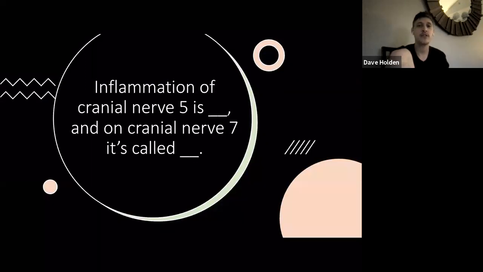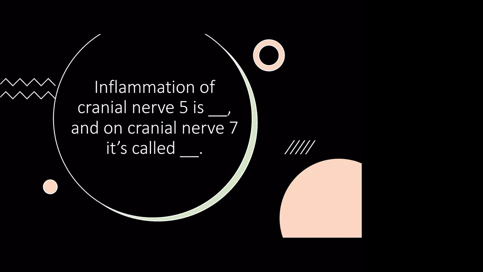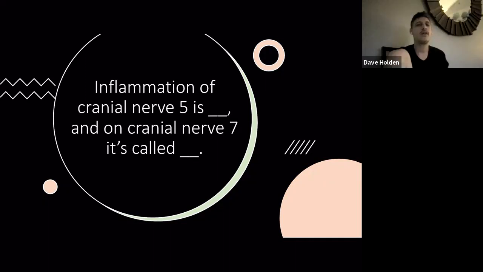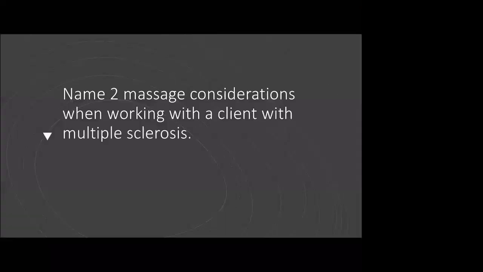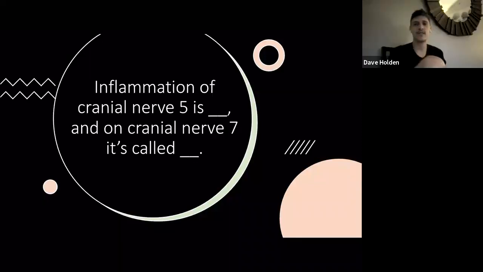The inflammation of cranial nerve number 5 is called trigeminal neuralgia. Trigeminal neuralgia. So inflammation on cranial nerve 7 is called? For 300, Alex. Bell's palsy. Tic douloureux? No, Bell's palsy. Tic douloureux is trigeminal neuralgia.